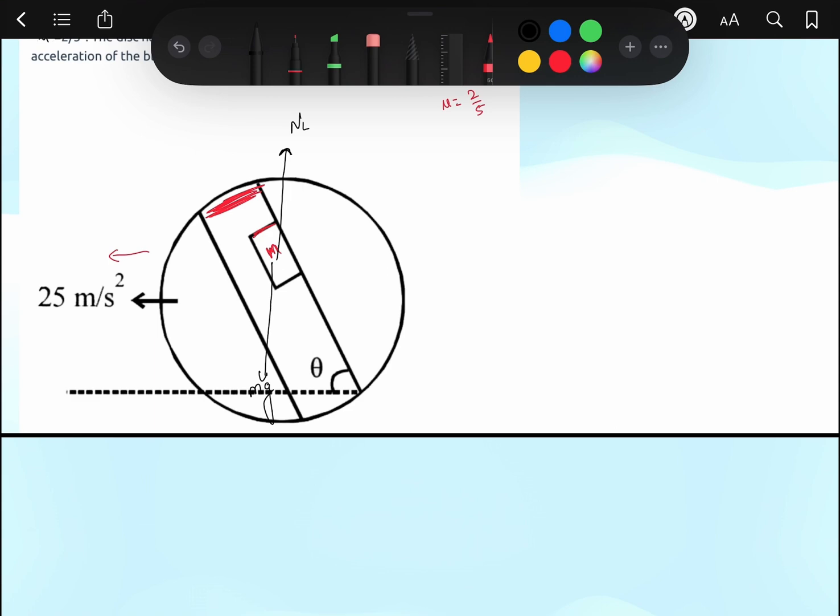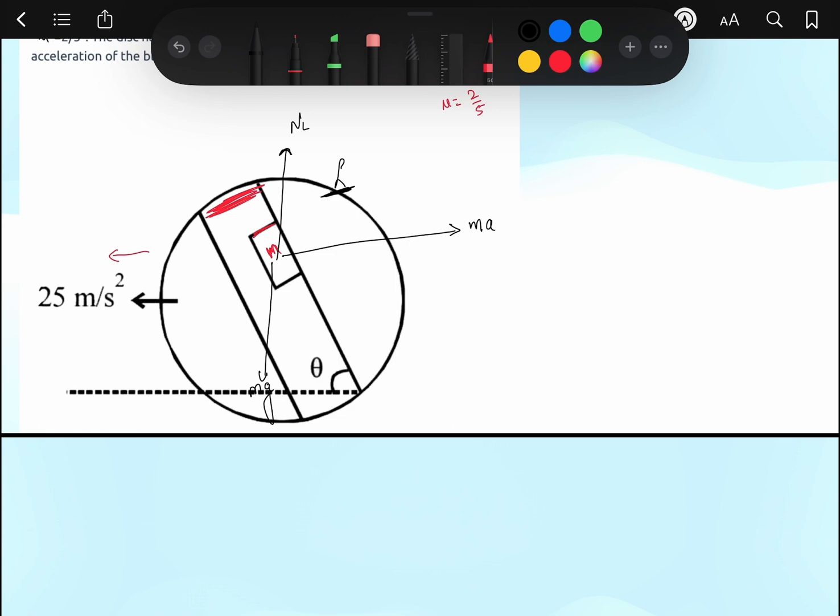Now in this disc frame of reference, when this disc is moving in this left direction with an acceleration of 25 meter per second square, then in this frame of reference, the disc frame of reference, there will be a pseudo force acting on this mass m, that will be equal to mass into acceleration of this frame, that is equal to ma. So a I will substitute later. The value of a is 25 meter per second square, right? So this is the value of ma here.